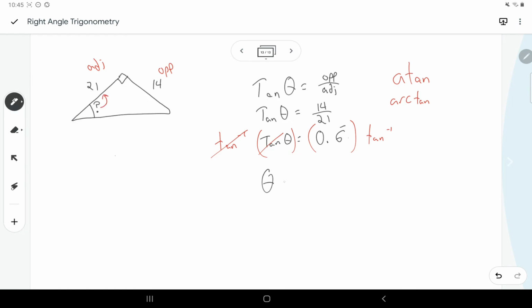So that leaves us with theta on this side, and then we just use our inverse tangent on our 0.666666666, however many you want to type in there. I did 4, which will get us our 33.7 degrees. Okay, so really almost exactly the same as cosine or sine on this section.